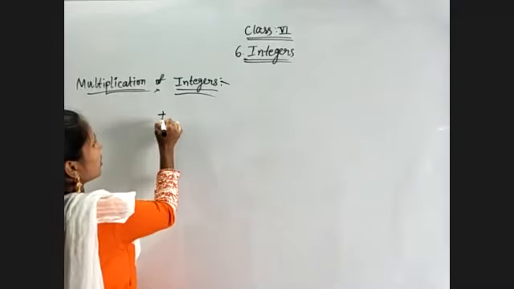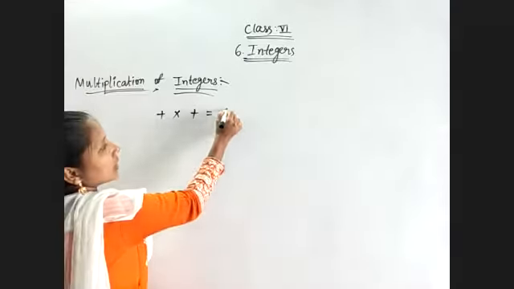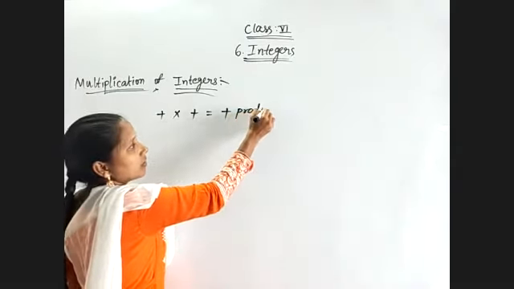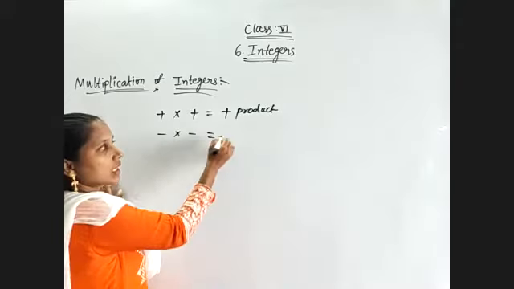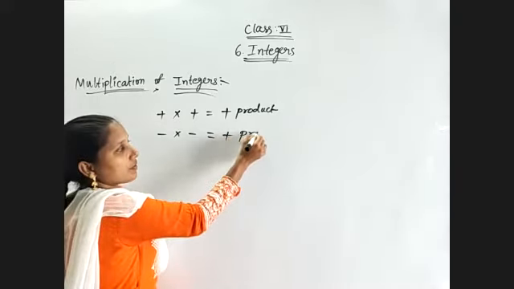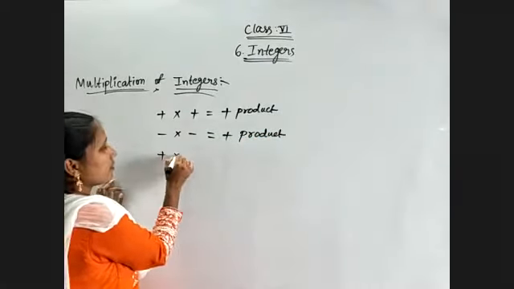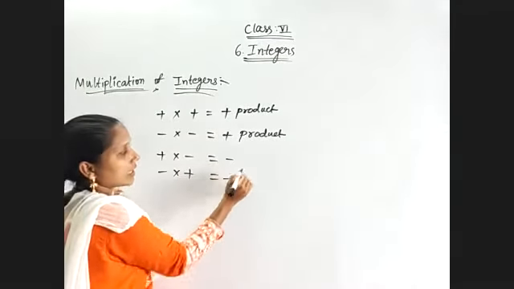So yesterday we noted the multiplication table. Whenever you are multiplying two positive integers, we need to take positive for the result also. And if you are multiplying two negative integers, in that case also we have to take a positive product. And if one is positive and one is negative, in that case, we will get negative only.